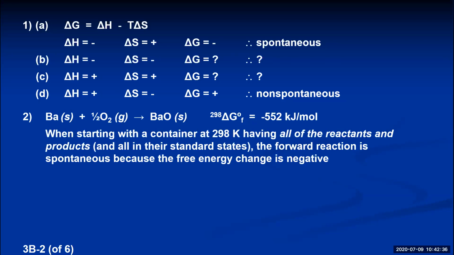So when you're doing free energies, it's a little bit different. It's not the energy change when the products turn into the reactants. It's when starting with a container at 298 Kelvin, having all of the reactants and products present in their standard states, the forward reaction will be spontaneous because in this case, the free energy change turns out to be negative.